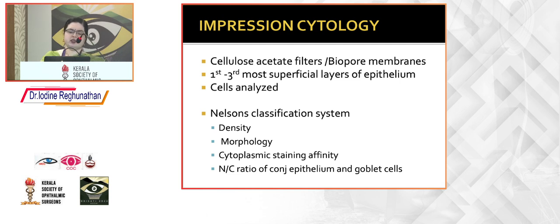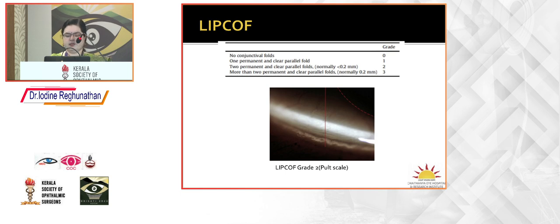Next is impression cytology. The cellulose acetate filters are used. The most superficial layers of the epithelium and cells are analyzed. The Nelson's classification system is used.